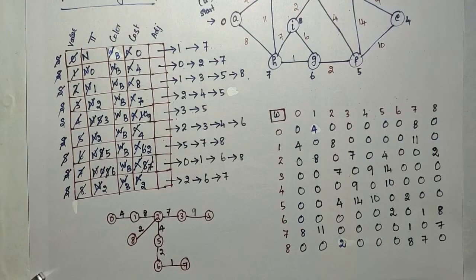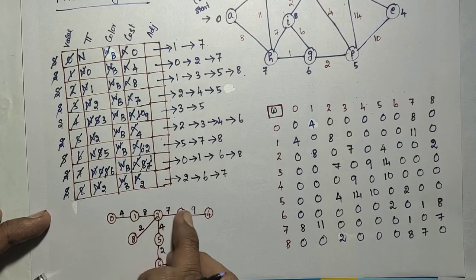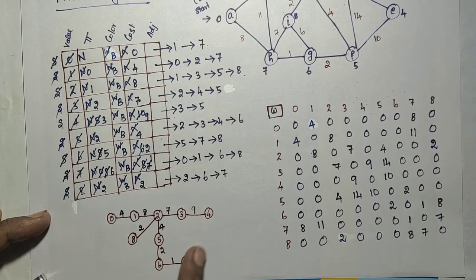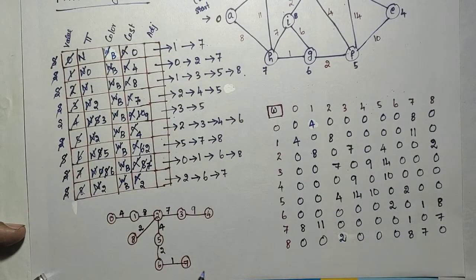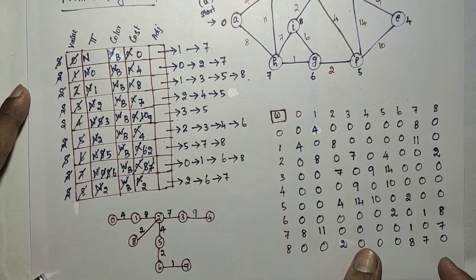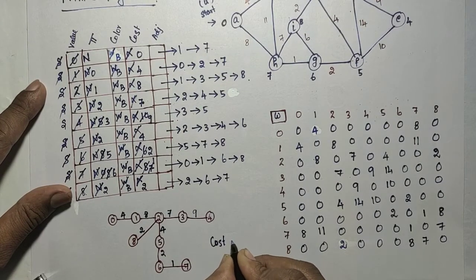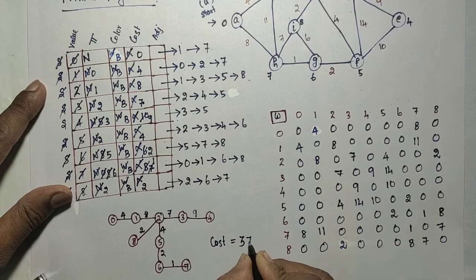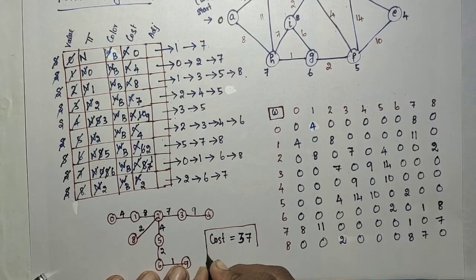So this is your final spanning tree. We have connected all the vertices 1, 2, 3, 4, 5, 6, 7, 8, 9. All the vertices have been added. So this is the total cost. The total cost is nothing but the sum of this cost column. Here the total cost will be 37. If you add all, we will get 37. So this is the resultant spanning tree with the cost 37.